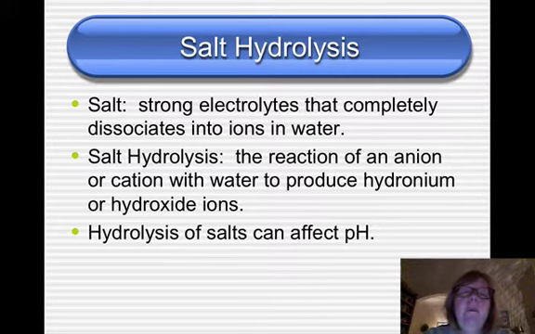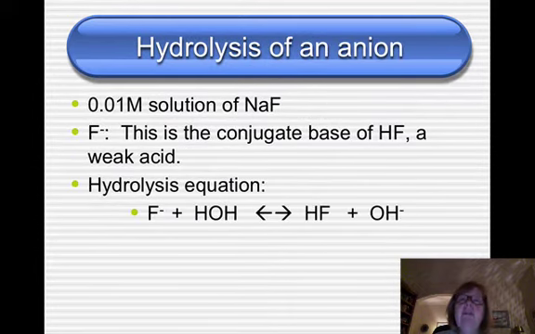And then we call salt hydrolysis the reaction of the anion of the salt or the cation with water, and it will produce either hydronium or hydroxide ions in the water. And so because of producing those hydronium or hydroxide ions, they can affect the pH. So let's look at anions first of all.